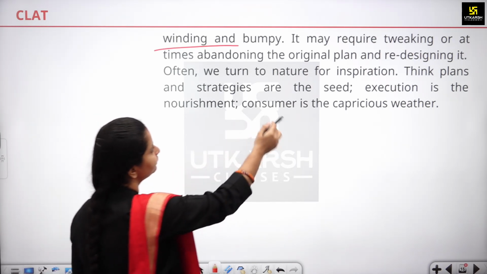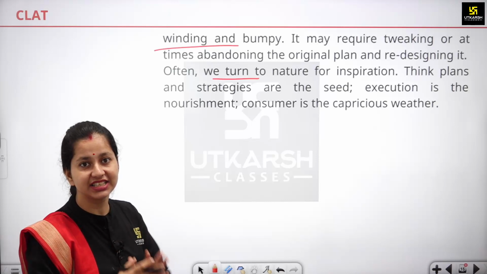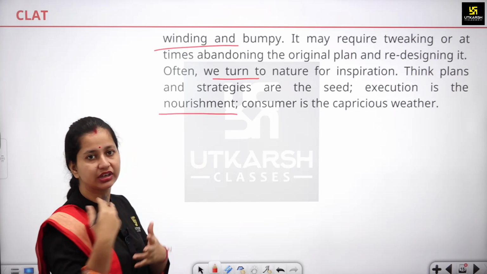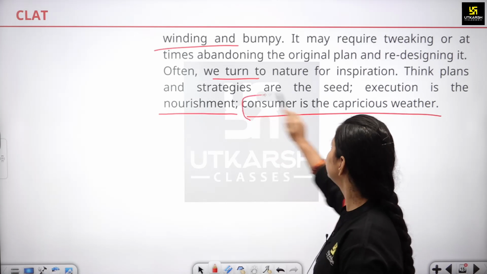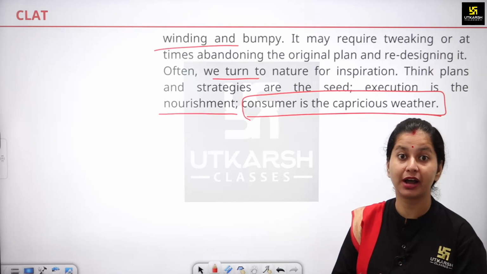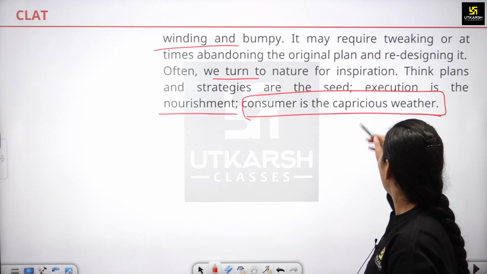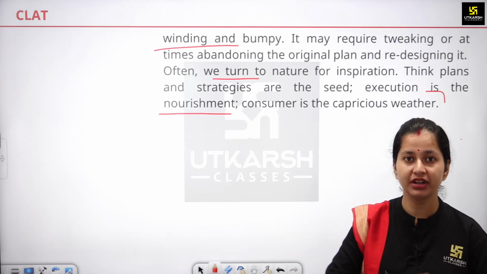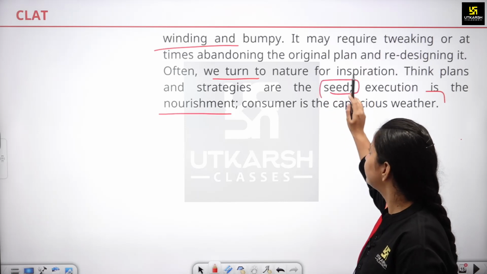Often we turn to nature for inspiration. Think plans and strategies are the seed. So it is comparing plans and strategies with that of seed. Execution is the nourishment, and consumer is the capricious weather. So all these three elements of accomplished products are being compared with that of a tree, basically, or how a tree or how a seed is developed. That is very well compared with that of the execution, planning and strategy.